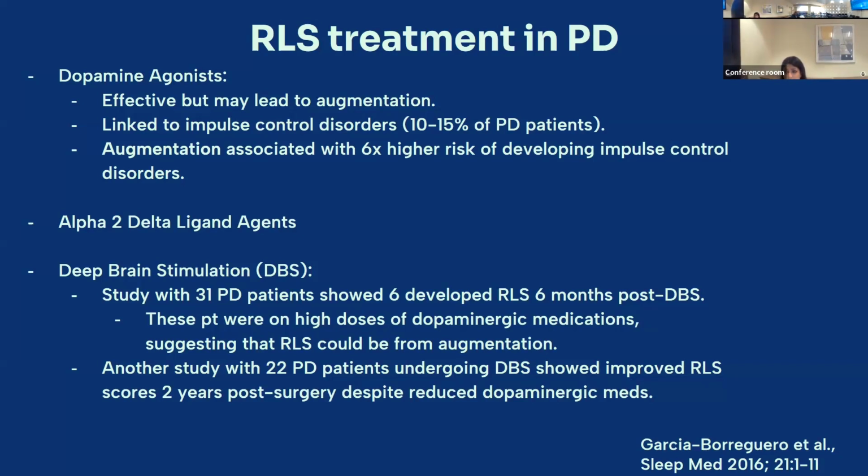Among other medications to help treat them, gabapentin and pregabalin seem to be the best option for these patients. There is deep brain stimulation, which I keep seeing everywhere. There was a study with 31 patients, and 6 of them developed RLS 6 months after having the deep brain stimulation implanted. But those patients were on high doses of dopaminergic medication, so possibly it could have been from augmentation. There was another study with 22 patients undergoing deep brain stimulation. They showed improvement in RLS scores 2 years post-surgery despite reduced dopaminergic medication. So it could be an option.